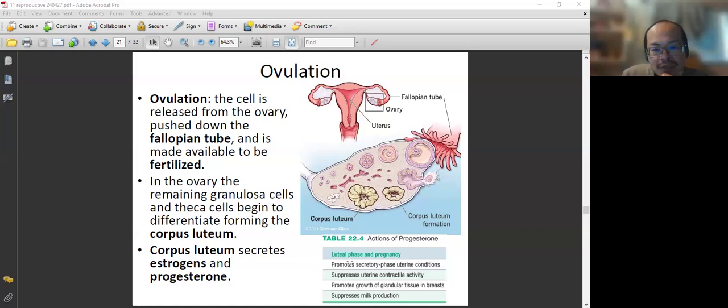So we call this the luteal phase. This is the follicular phase, and this is the luteal phase. The function of estrogen and progesterone: both are important for the female sexual characteristics, and they are also important for uterus development.